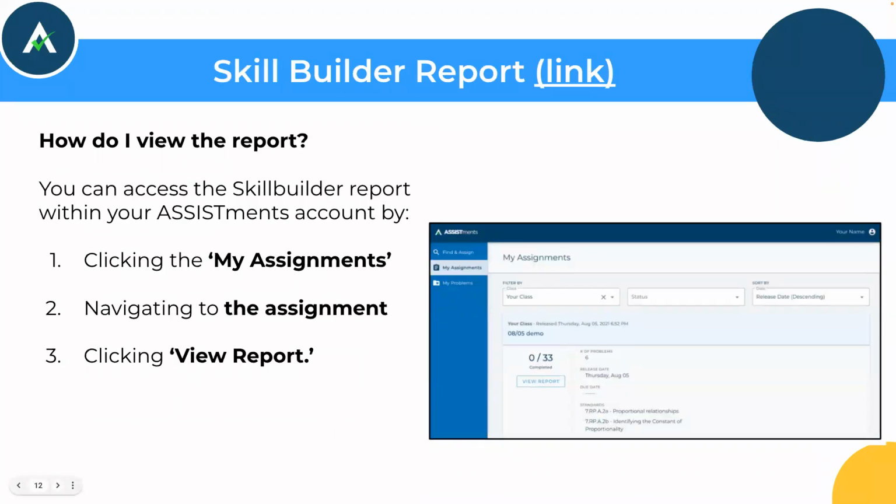So how do I view the report? Teachers can view their skill builder report by clicking on My Assignments in Assessments, like you would for other assignments. Navigate to the assignment and click Open to view the report.